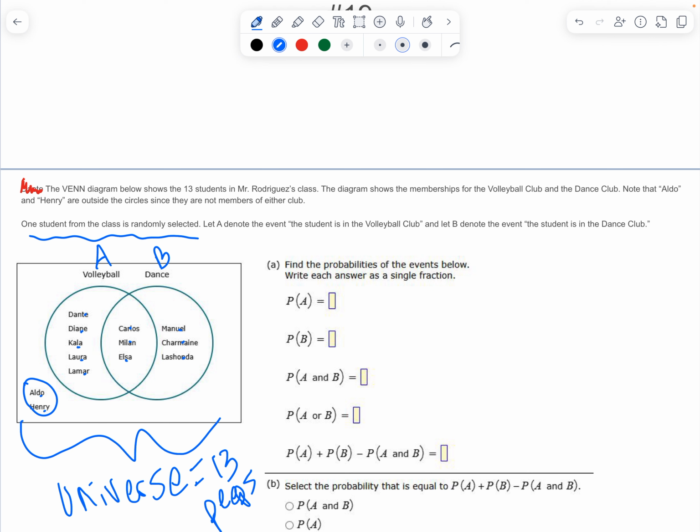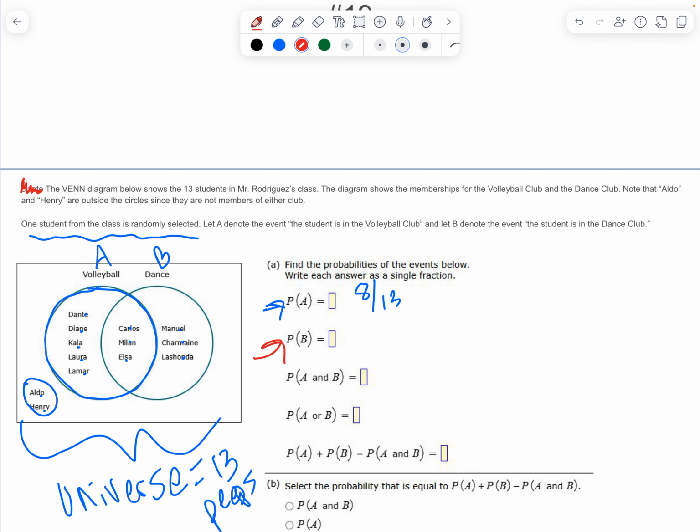Let's say that somebody randomly selects somebody from this universe. What's the probability of A? Now, A is that we're selecting someone who plays volleyball. So how many people are in the volleyball bubble? I'm going to highlight that. 1, 2, 3, 4, 5, 6, 7, 8. So we have 8 peeps out of 13 total chances in this particular universe that we would grab someone for volleyball.